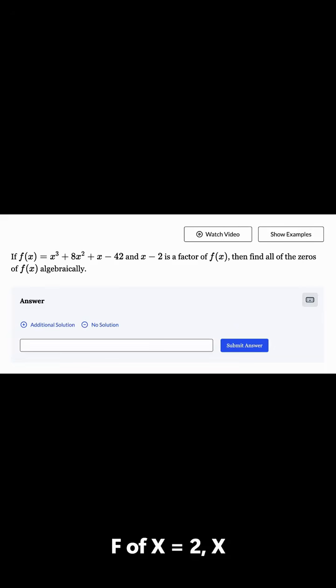If f of x equals x cubed plus 8x squared plus x minus 42, and x minus 2 is a factor of f of x, then find all the zeros of f of x algebraically. All right, so the first thing we're going to do is add 2 as our zero. The reason for this is because x minus 2 equals 0, and if you move 2 to both sides, x would equal 2, so that means 2 is one of our zeros.